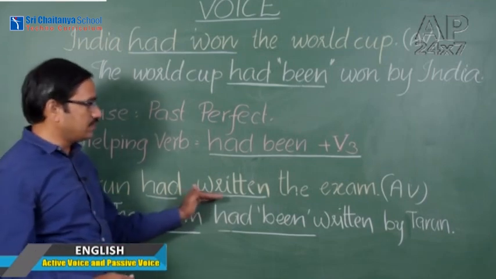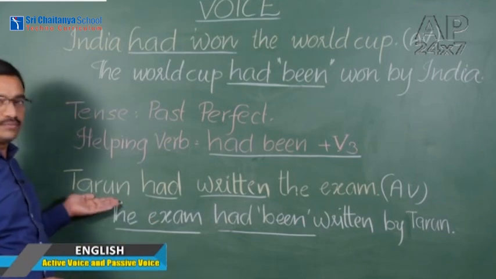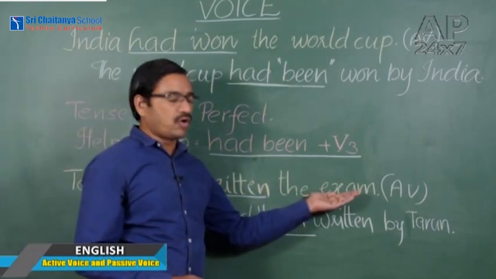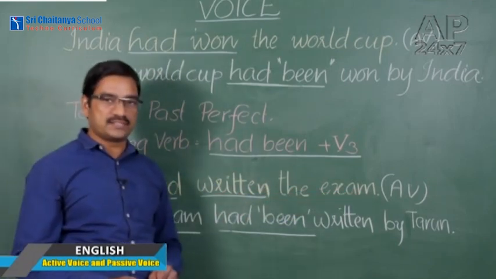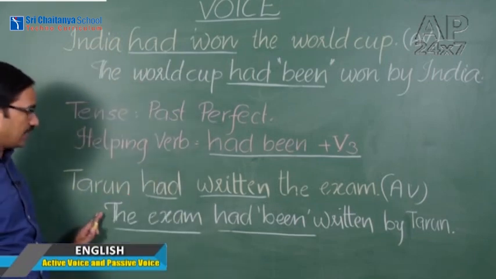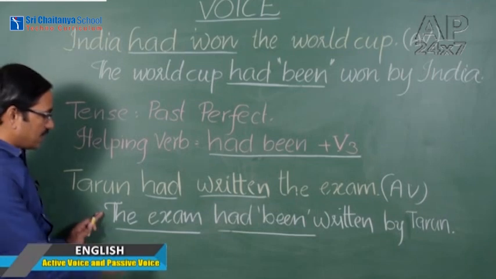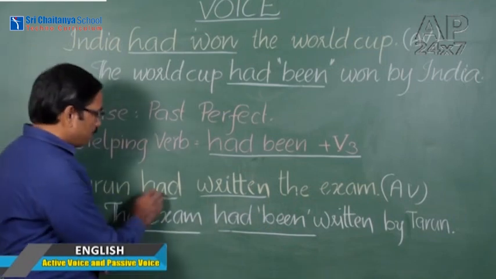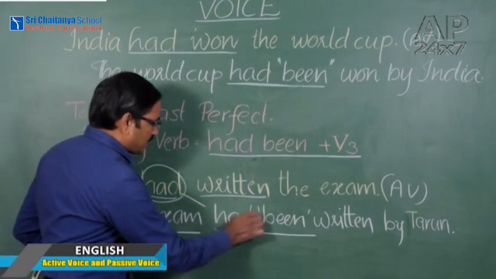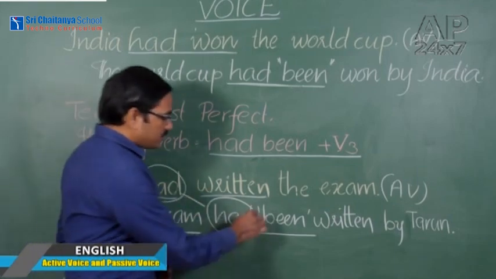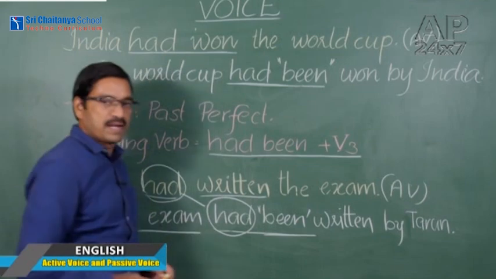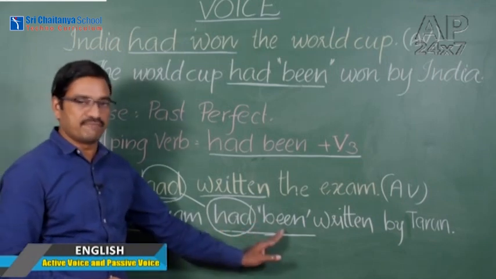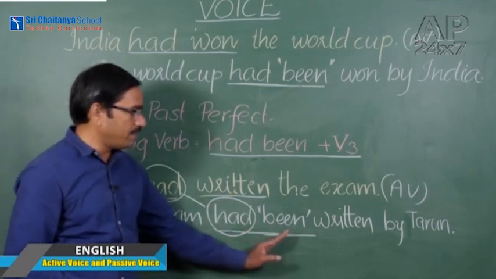Tarun had written the exam. So here the subject is Tarun and the verb had written, past perfect form. The exam, the object here. So Tarun had written the exam, that is the active voice form. Changing it into passive, we are replacing the subject and the object. So starting with the exam as a subject, the exam had been written by Tarun. So the same had we have repeated. So that shows the past perfect form. And we introduced been, that shows it is a passive form. So had been coming together shows past perfect passive form. So had written now became had been written by Tarun.